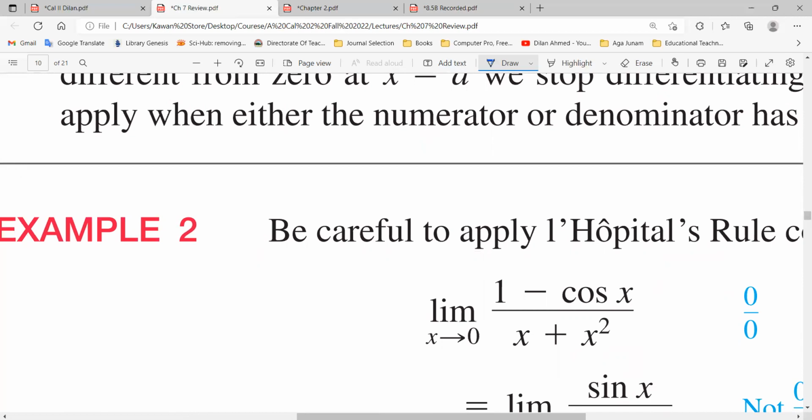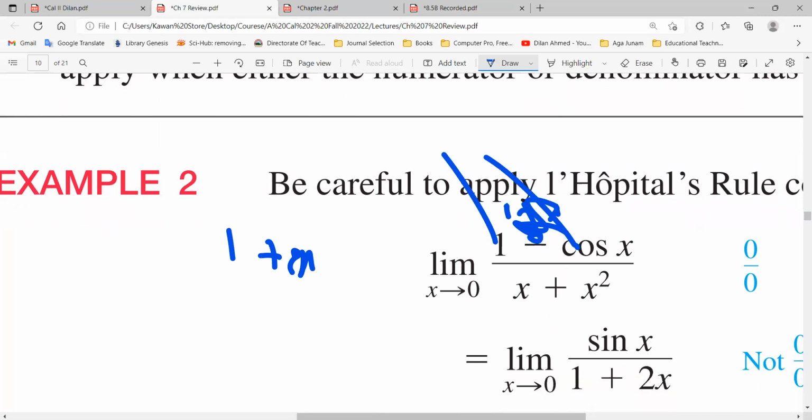Derivative first, we substitute, right? So I'll get 1 minus 1 here over 0 plus 0, right? So we get 0 over 0. Derivative of 1 minus cosine is sine, and the derivative of the denominator is 1 plus 2x, right? Okay. So substitute. You will get what? On top, I'll get 0. On the bottom, it's equal to 1. So it's equal to 0. So you don't need 2 times.